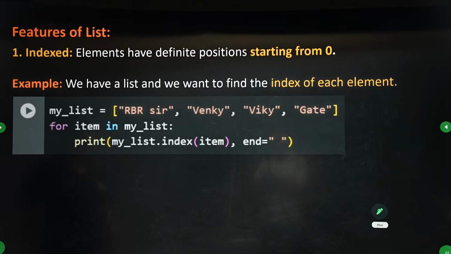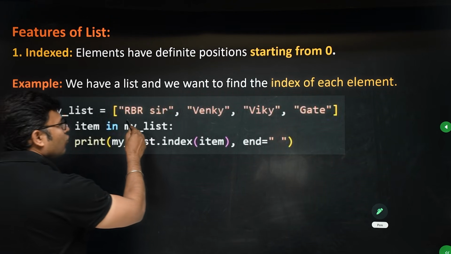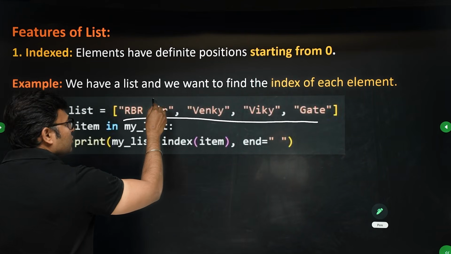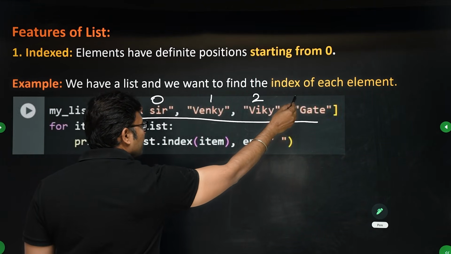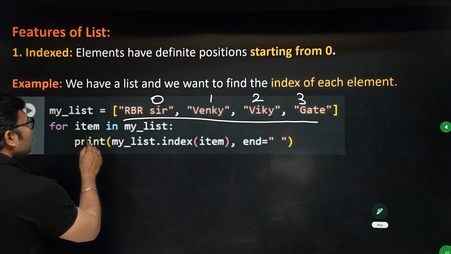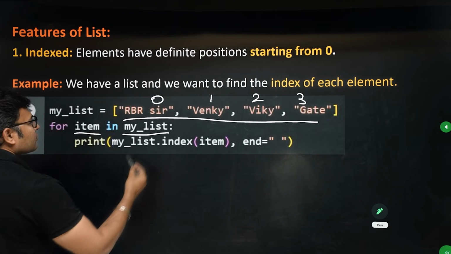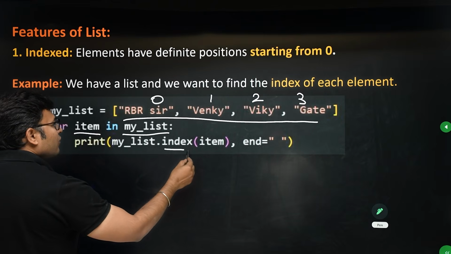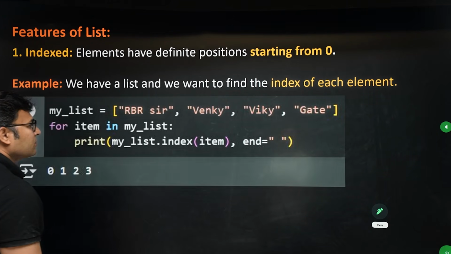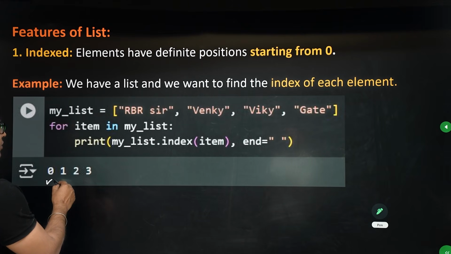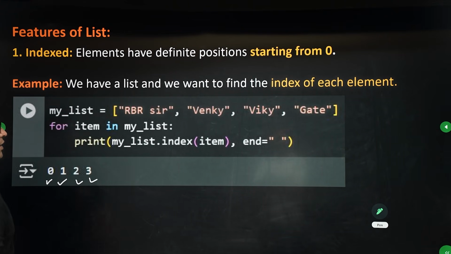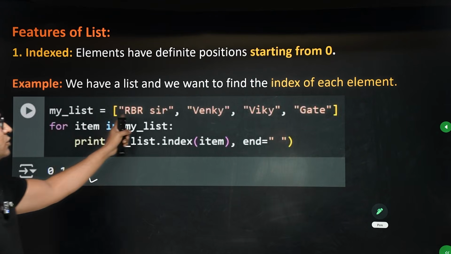Lists have definite positions starting from 0. So when you have a list, the positions will start from 0. For example, if I have a list of 4 strings, the index of this is 0, index of this is 1, index of this is 2, index of this is 3. Now if you iterate over it using a for loop, for each item in my list, and try to get the index of each item one by one, you are going to see element number 0, element number 1, element number 2, element number 3. Indices are 0, 1, 2, 3.